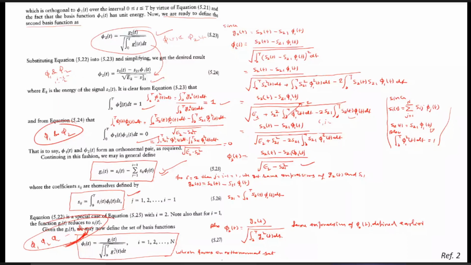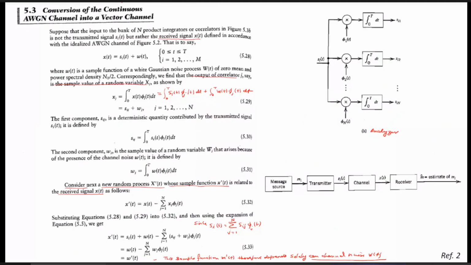Now we are moving to the next topic. This topic is not in your syllabus, but without knowing it we cannot move to the next one, which is called maximum likelihood detection. So I want to quickly give you some concept about the conversion of the continuous AWGN channel into a vector channel.